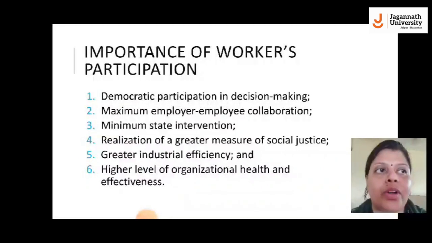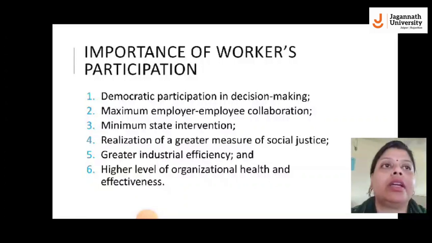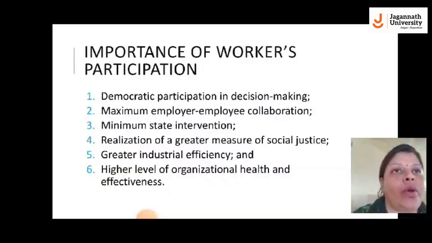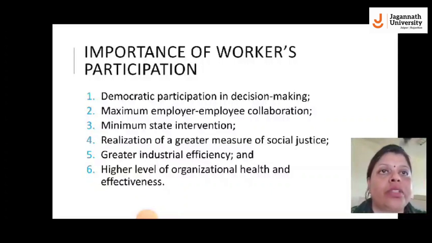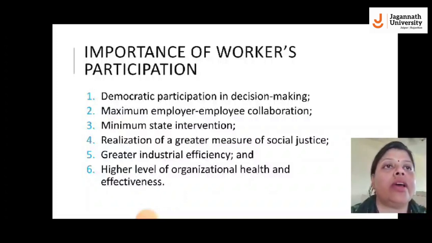Next is the importance of workers' participation. Workers' participation is very important. First, democratic participation in decision making. It helps the employees to participate at the utmost level in a free manner, so that they can help in the decision making process. Maximum employer and employee collaboration. It increases the collaboration between the employer and the employee.